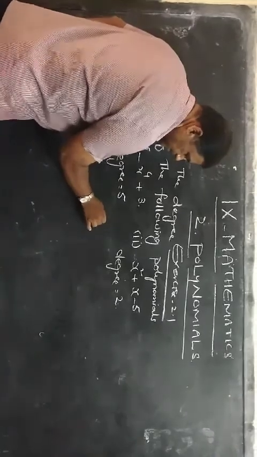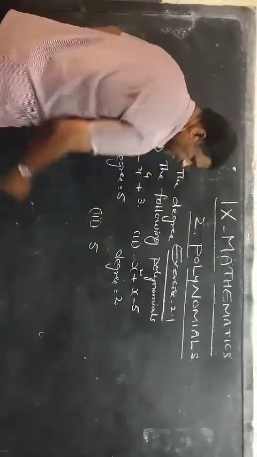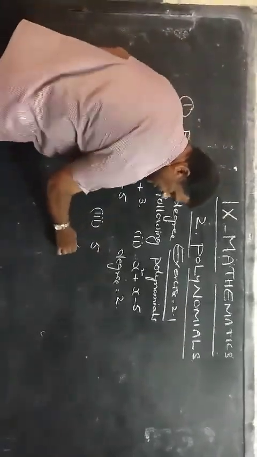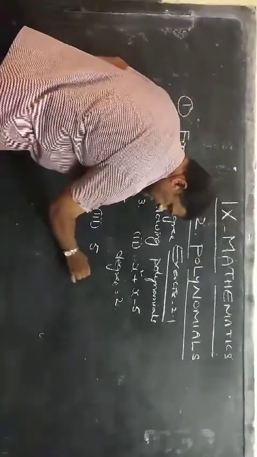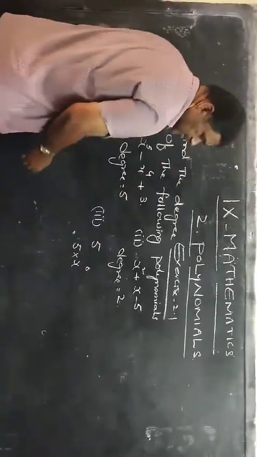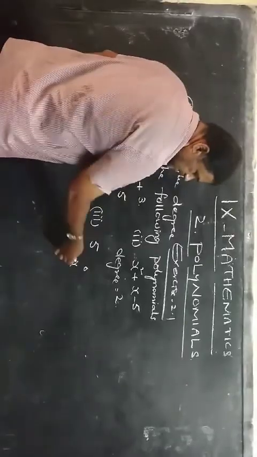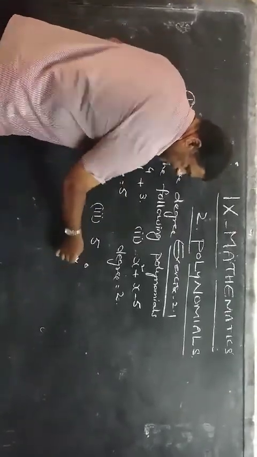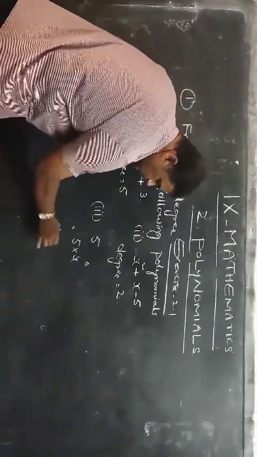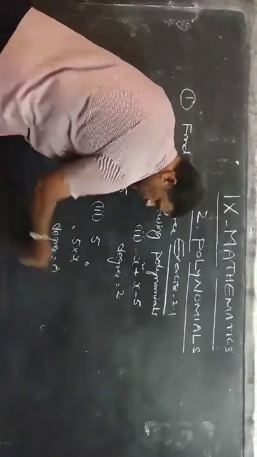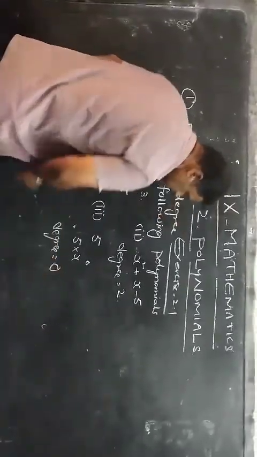Next, number 3, 5. Here the variable is not there, so you can write x to the power 0. Anything to the power 0 is 1, so if you write x to the power 0, it makes no difference. So 5 into x to the power 0. So the degree of the variable is 0, so the degree of the polynomial is also 0.